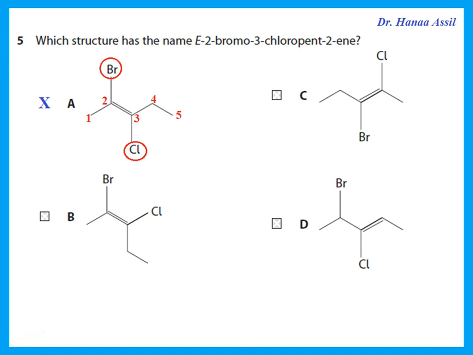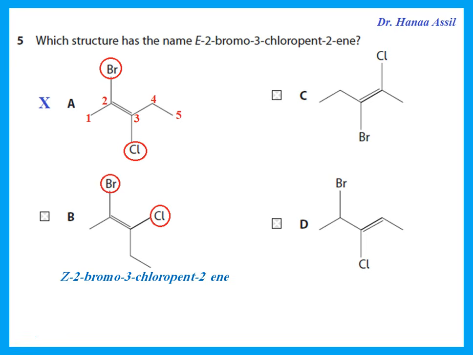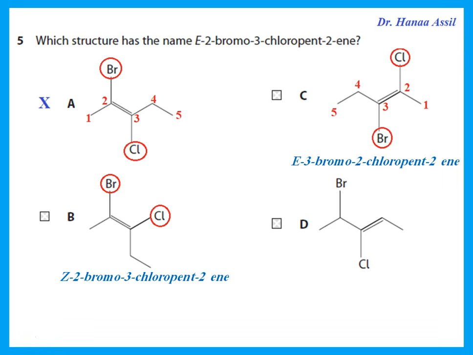Let's look at B. B, first of all, is not an E, it's a Z. Both bromine and chlorine are on the same side of the double bond, so this is a Z. This is not what I want. What about C? C, they are opposite, but where is the chloro and where is the bromo? Remember, we need to count from the side that gives you a smaller number. So this is actually a 2-chloro 3-bromo, or a 3-bromo 2-chloro. So it's not what I want.